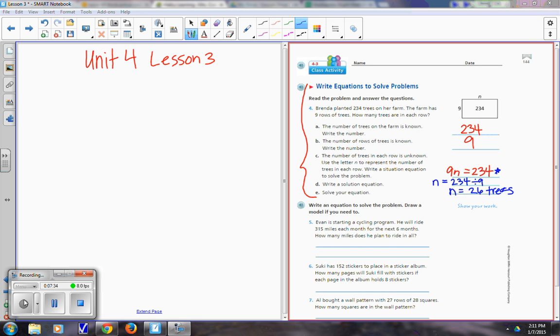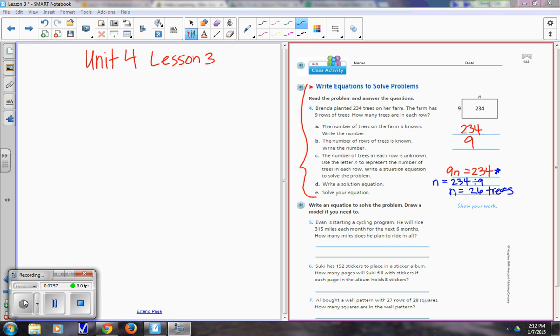trees. So let's look at 5, 6, and 7. We're going to do the same steps as we did above. Evan is starting a cycling program. He will ride 315 miles each month for the next 6 months. How many miles does he plan to ride in all?